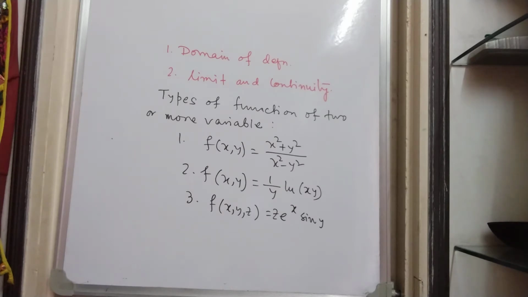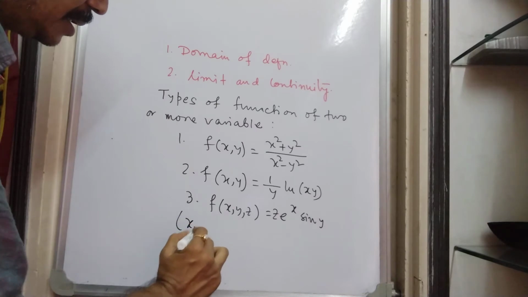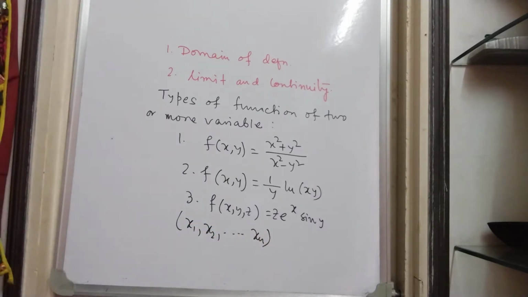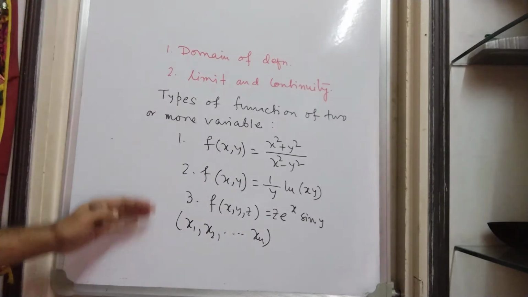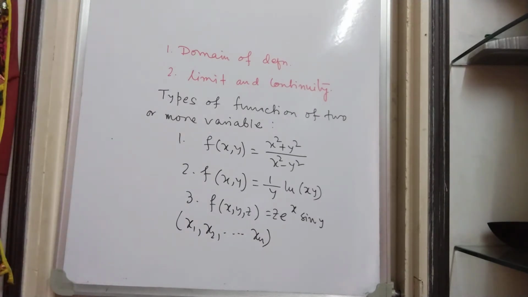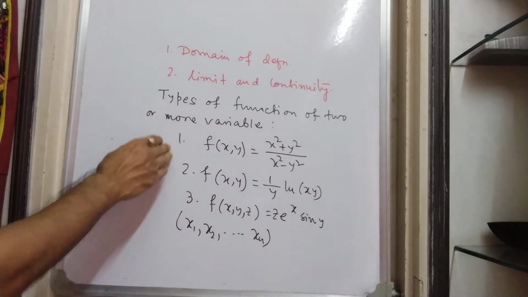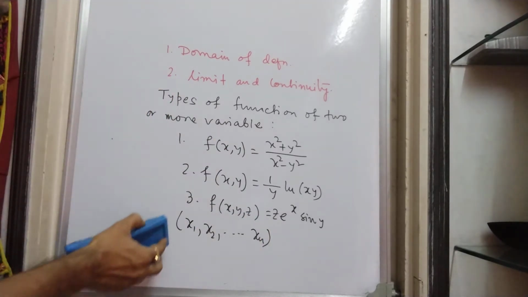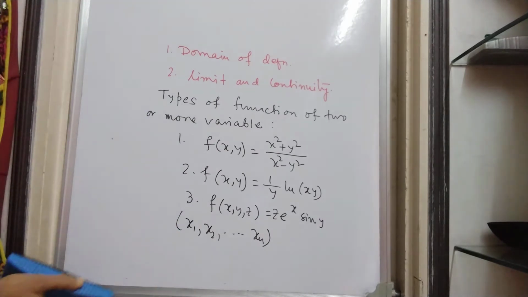dimensional space with the n-tuple point having coordinates x1, x2, dot dot dot xn. This is a generalization of this concept. First of all, we would like to understand the concept of two or three variables in the domain of definition as well as limit and continuity.